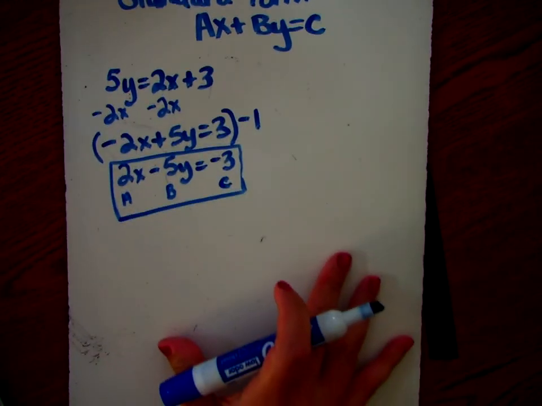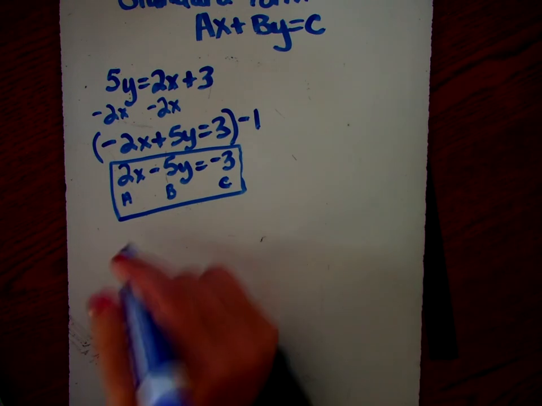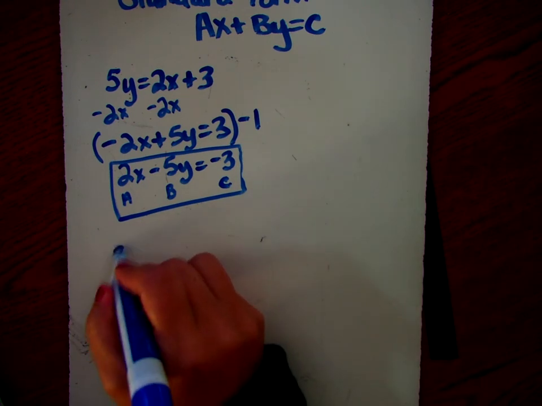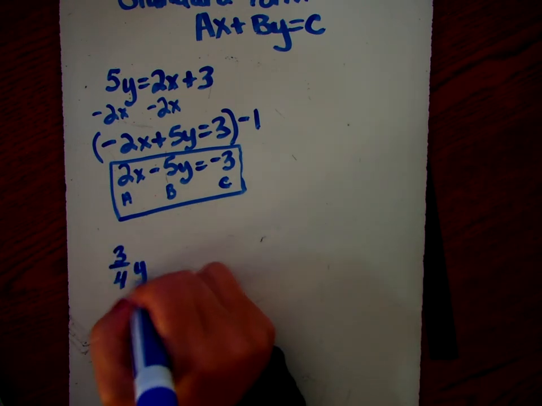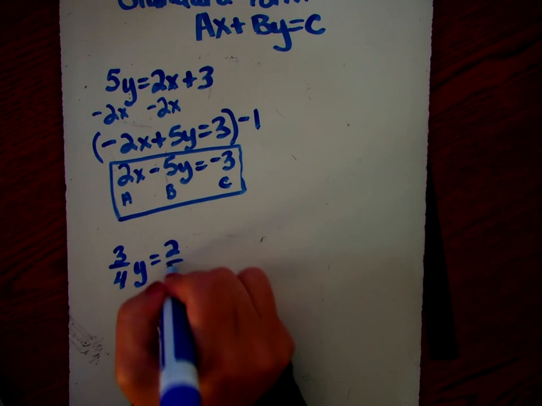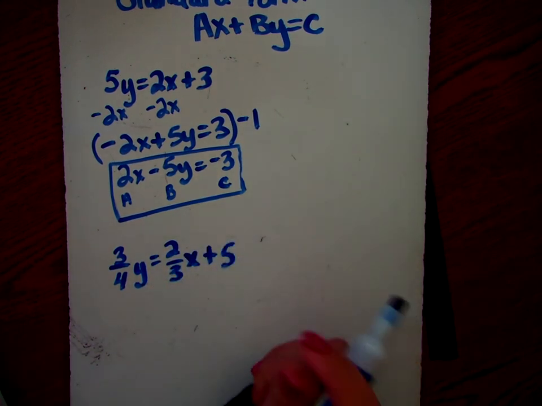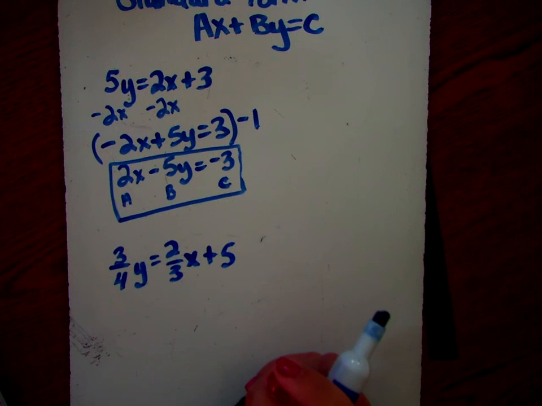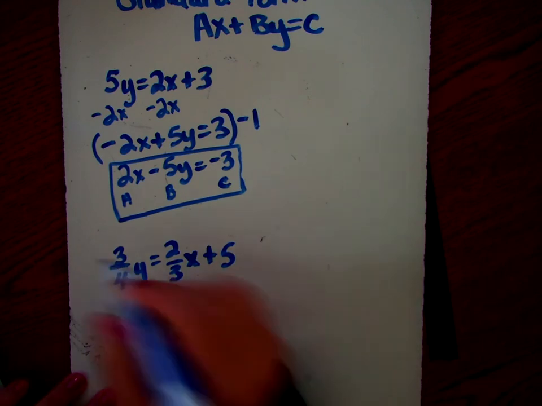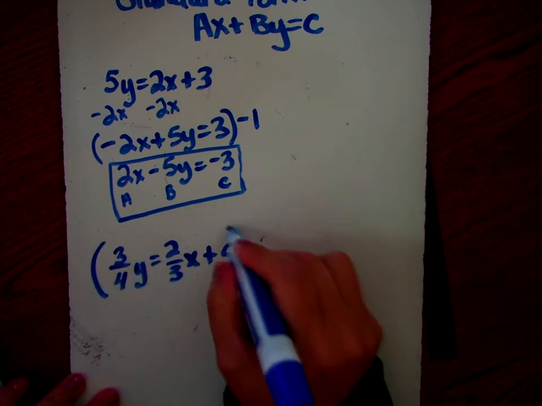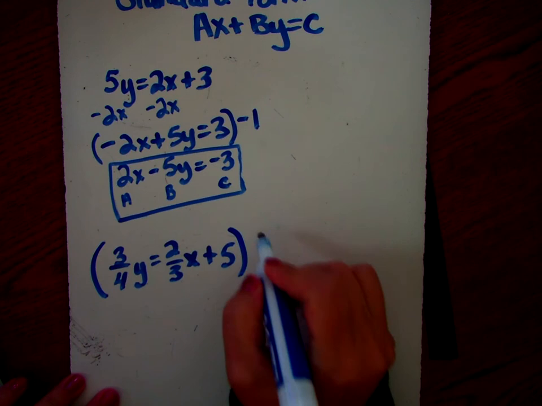The next one we are going to do some fractions. So we are going to do 3 over 4y equals 2 over 3x plus 5. So when we're talking about standard form, I want you to think, oh, well, we're going to probably graph this. And to graph fractions isn't that fun. So we want to get rid of our fractions. And the fastest, easiest way is to multiply the entire equation by whatever is in your denominator.